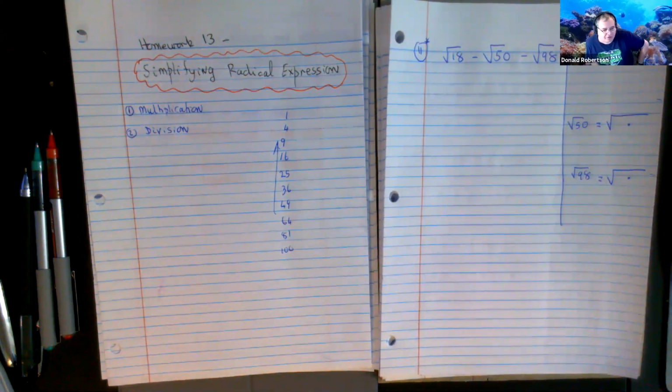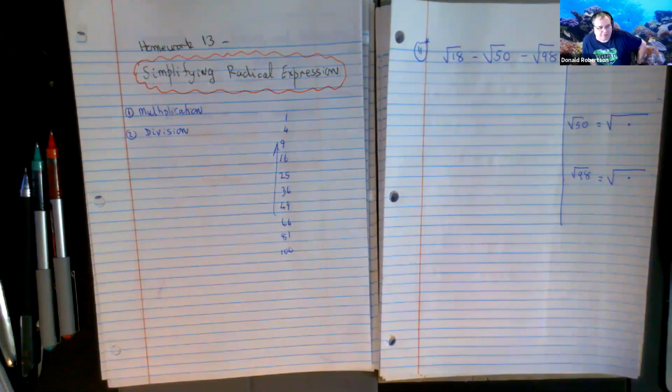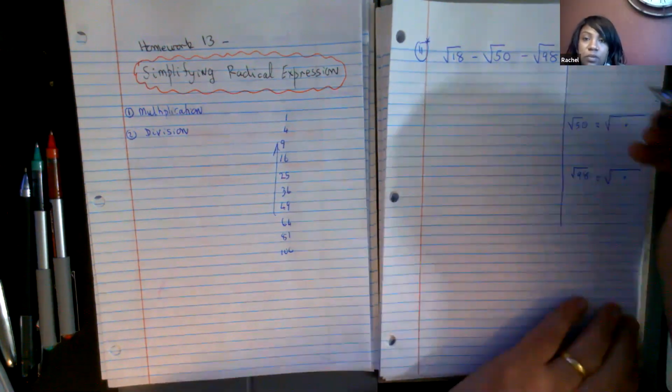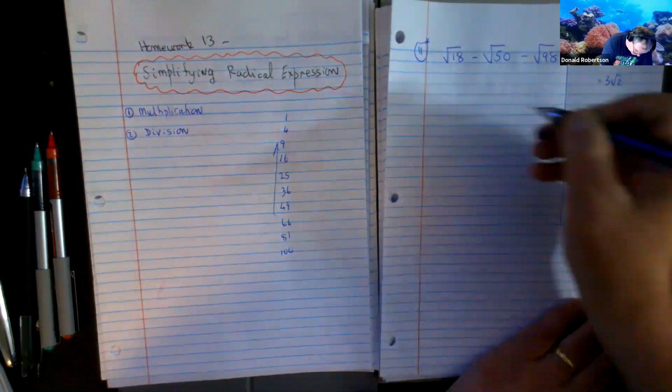Okay, you up for it, Savannah? I'm going to give you the first part. Give me 2 numbers that give you 18. One of them has to come from here. So give me the split on 18. 9 and 2. Great. So that gets you 3 square root of 2, so that goes there.